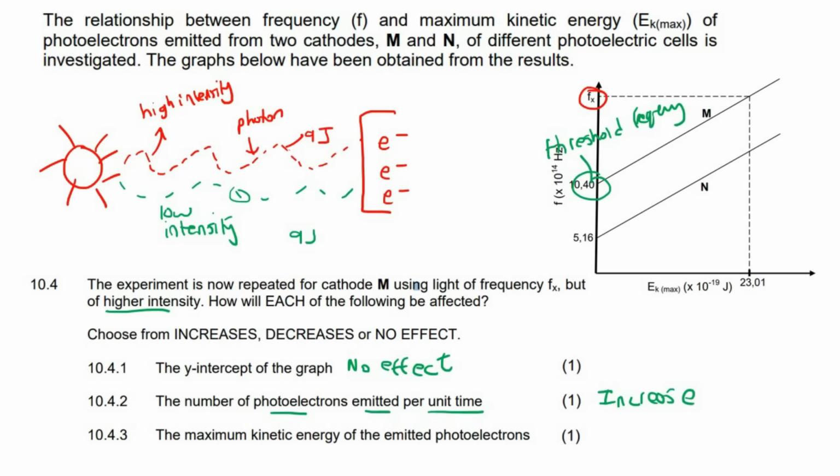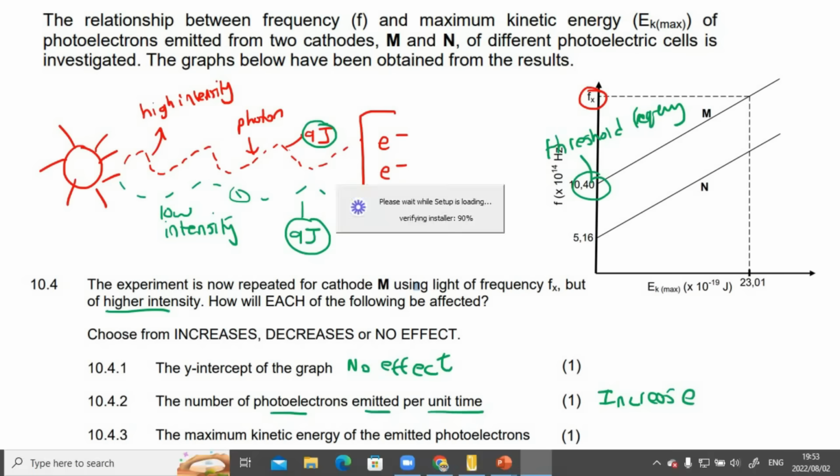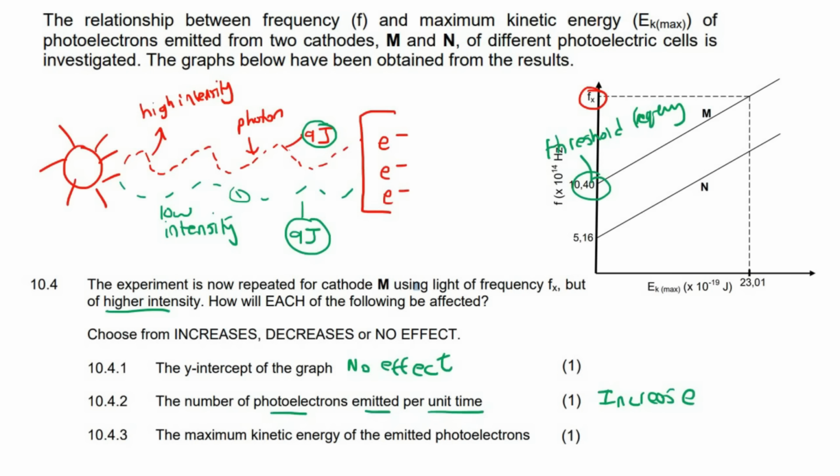Now, what happens to the energy of the photon? Here's where some students will say increase, but you've got to be careful. What we said was that both of these lights have the same frequency or the same energy. They both have 9 joules of energy. That was just a made up number, but I'm trying to show you that the energy or the frequency is exactly the same.